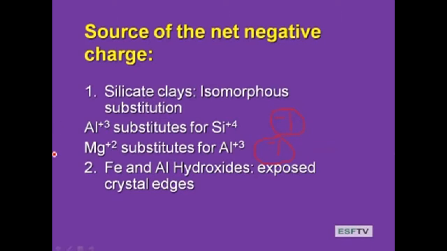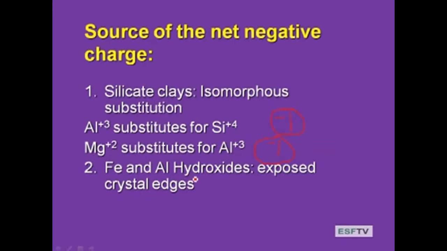What about iron aluminum hydroxides? Okay, so that's one mechanism, silicate clays, isomorphous substitution. So iron aluminum hydroxides, and the mechanism is a bit different. Okay? There is no substitution in those. They are amorphous to paracrystalline, maybe to crystalline, and we don't have those nice crystal structures as we do with silicate clays.